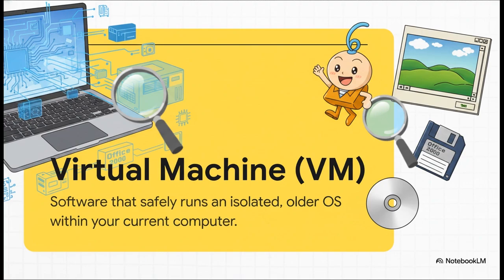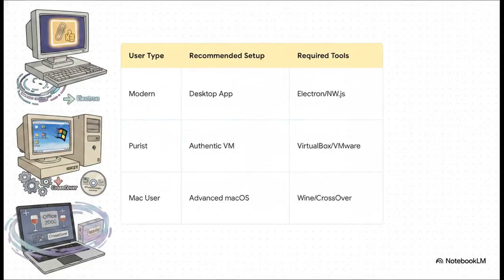A VM is basically software, like VirtualBox or VMware Fusion, that safely runs an entirely isolated older operating system right inside your current computer. By installing Windows XP and Office 2000 entirely inside a VM, you instantly eliminate every modern compatibility issue. Your main computer stays perfectly clean, while your virtual machine acts as a flawless digital time capsule where Clippy natively belongs. All right, let's tie this all together.